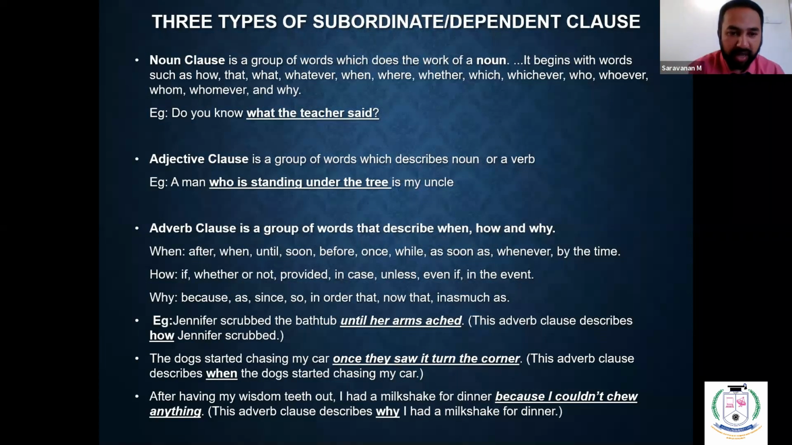See the example. Jennifer scrubbed the bathtub until her arms ached. See, this is an adverb clause, describes how. What is that? Until her arms ached. She scrubbed. Till when? That is until her arms ached. Okay, see the next one.